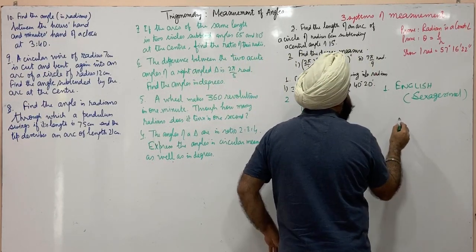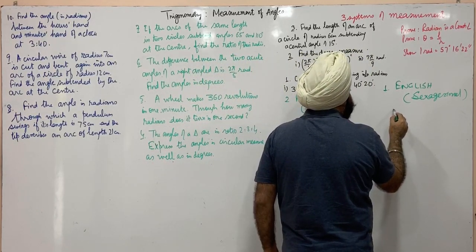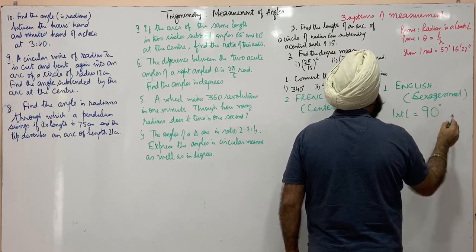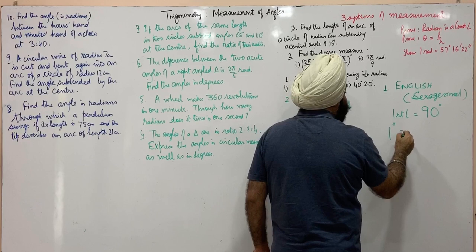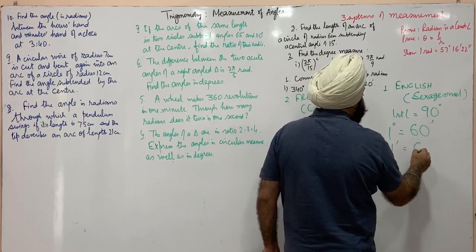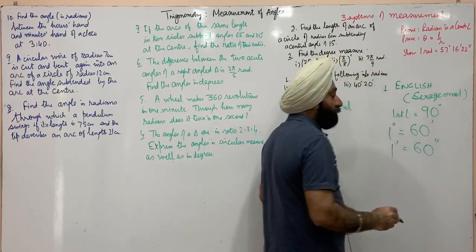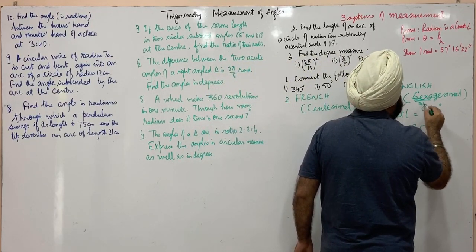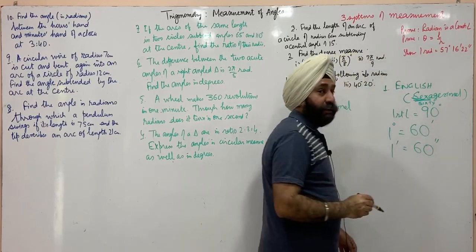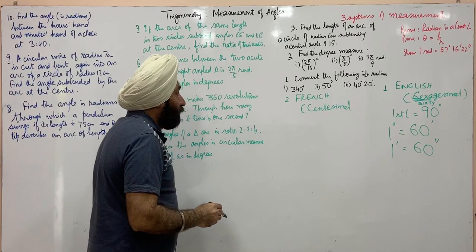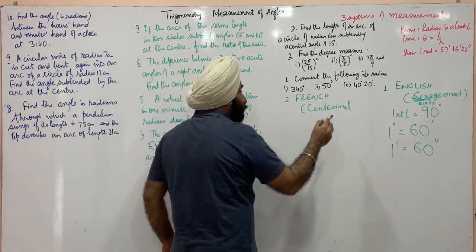In the English system, one right angle is equal to 90 degrees. One degree is further divided into 60 minutes, and a minute is divided into 60 seconds. The word sexa is for 60. The number of subdivisions is 60. Therefore, it is the sexagesimal system.